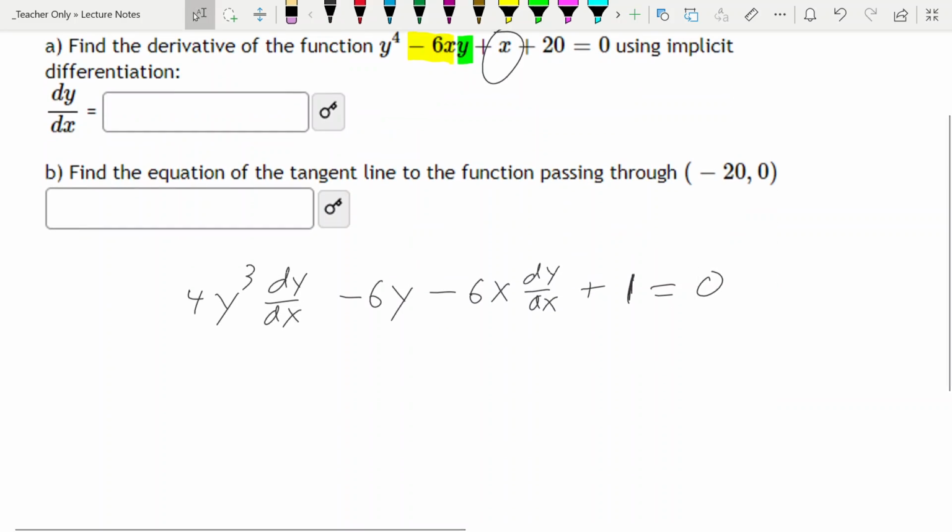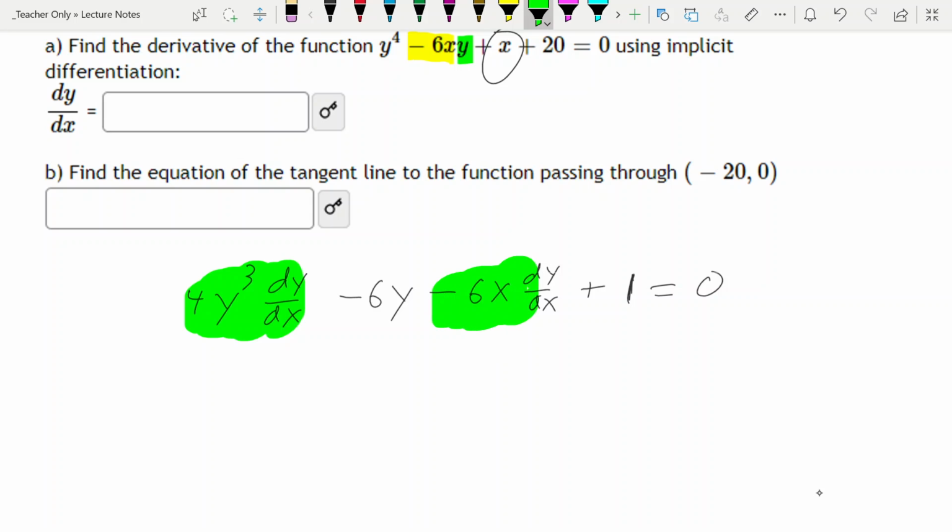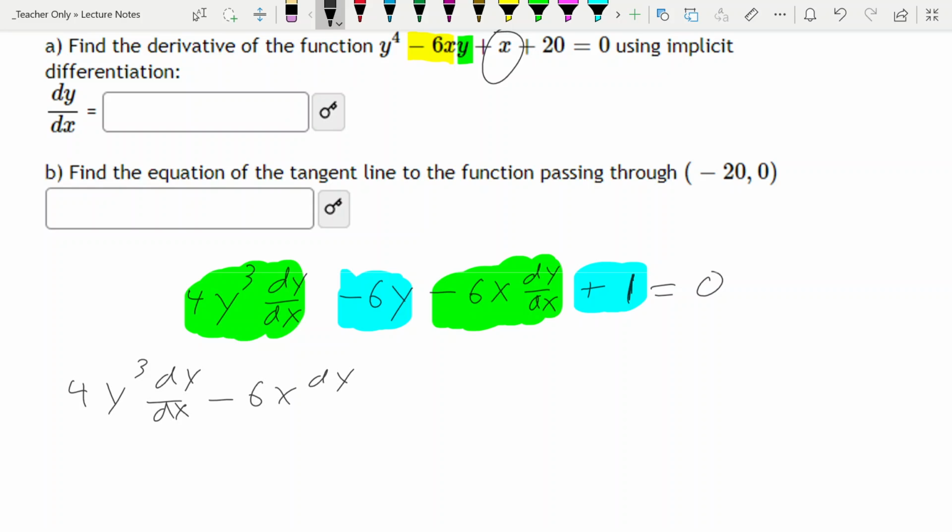All right, now comes the fun part. We're going to go ahead and sort. We're going to get every term that has dy/dx in it on one side, and every term that has no dy/dx in it on the other side. To me, it's easiest to leave the dy/dx terms alone. So we're going to leave that as 4y cubed dy/dx minus 6x dy/dx equals. And now I'm going to add the terms I highlighted in blue. We're going to move them to the right. So I'm going to add 6y, and I'm going to subtract 1.